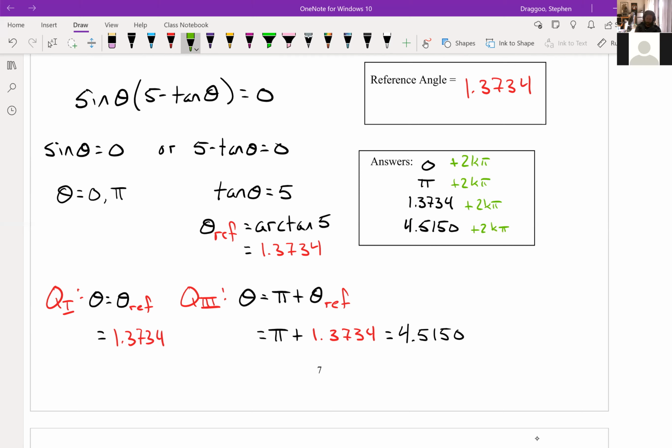Everything that I put down on the paper so far are all the solutions between 0 and 2 pi. In order to get all solutions in their entirety, I just want anything that's coterminal to something in between 0 and 2 pi.